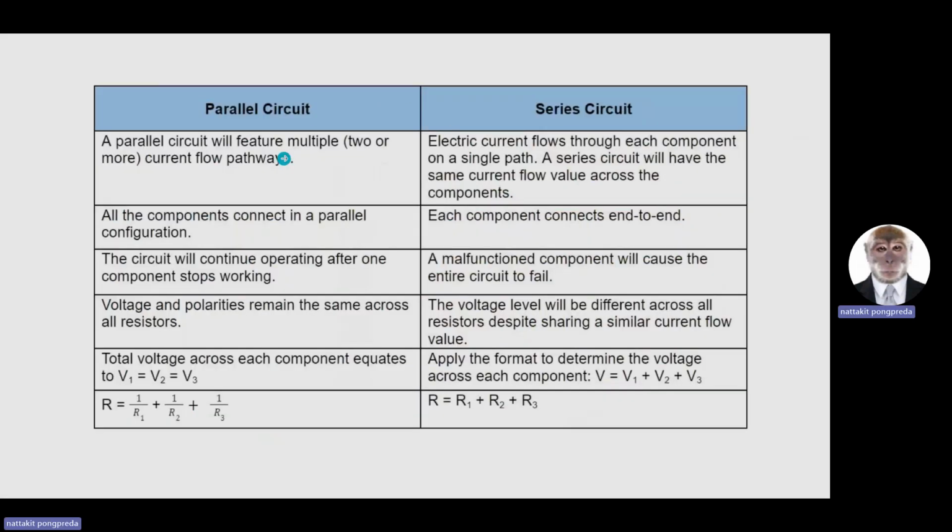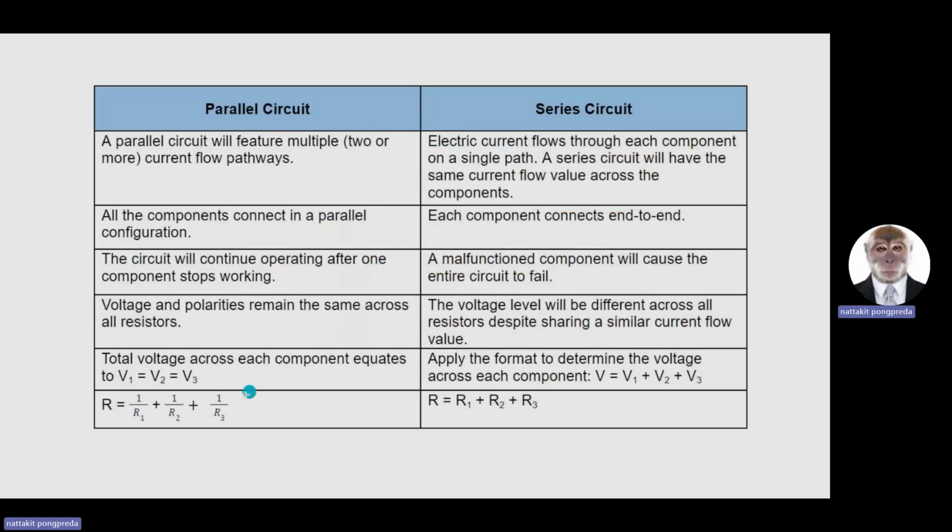So lastly, comparing a parallel circuit with a series circuit. A parallel circuit will feature multiple current flow pathways. In a series circuit, the current only flows in a single path. All components in a parallel circuit are connected in a parallel configuration, but for a series circuit, it's end-to-end. The parallel circuit will continue operating after one component stops working, but on the other hand, in a series circuit, one malfunctioning component will cause the whole circuit to fail. Voltage and polarity remain the same across all resistors.